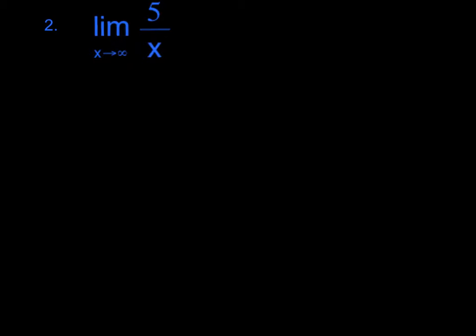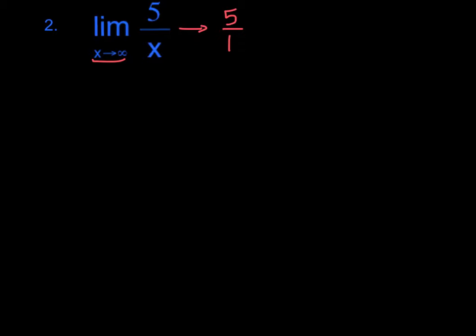All right, for number 2, there's a couple ways that you can look at this. We're looking at the limit of 5 over x as x approaches infinity here. So infinity, obviously, the number is getting larger. x would be getting larger. So for example, what we could do is we could try plugging in numbers.